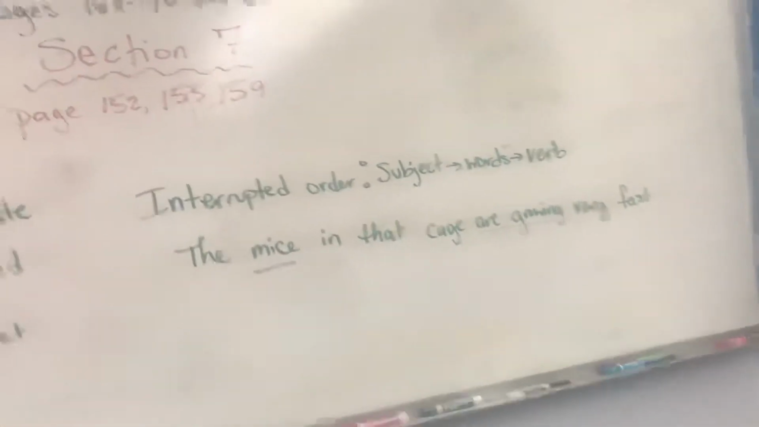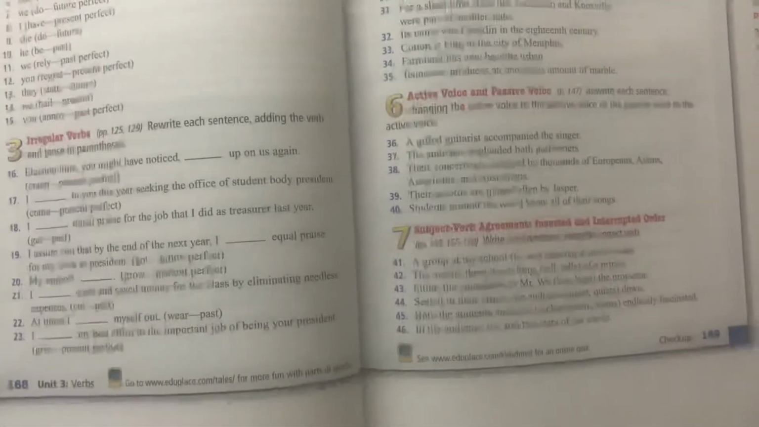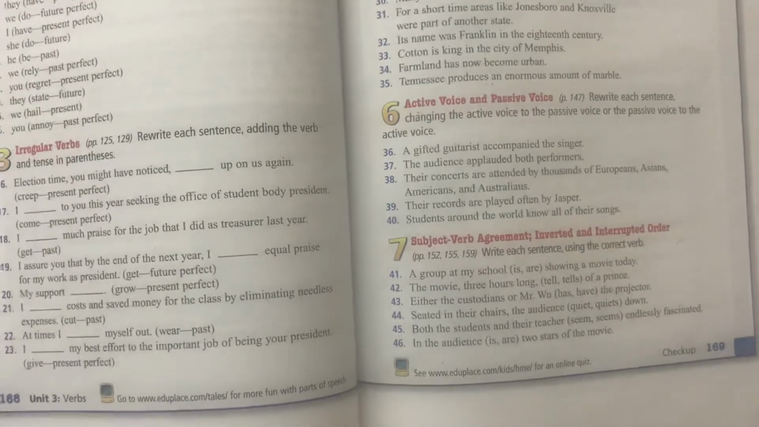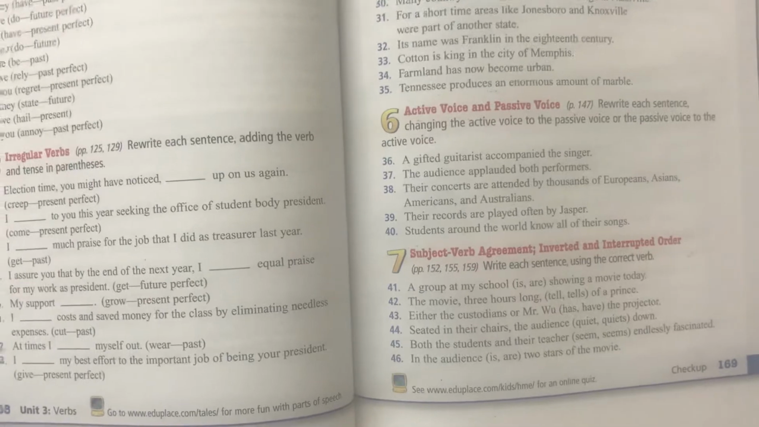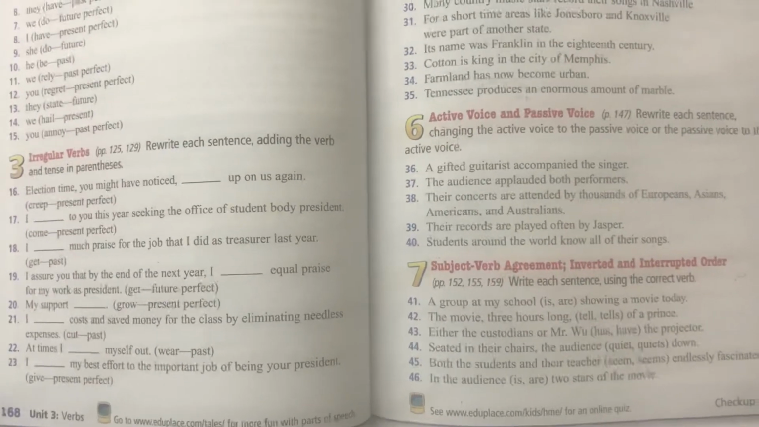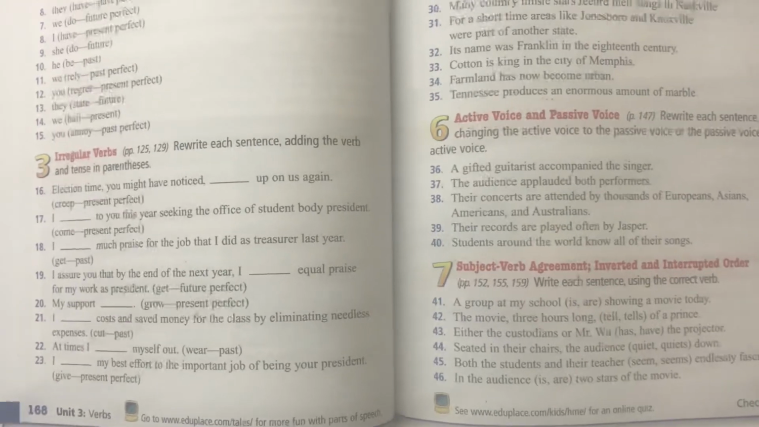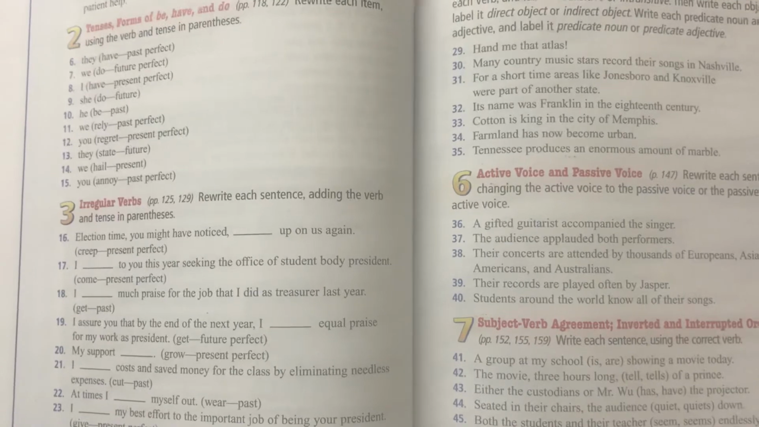Okay, so looking at 41 through 46 in our textbook on page 169. Looking at number 41, a group at my school blank showing a movie today. So this also requires us to know when to use the plural form of be and the singular form of be.